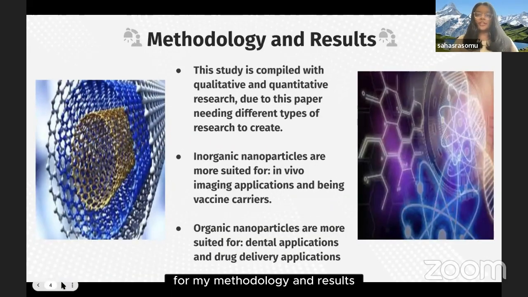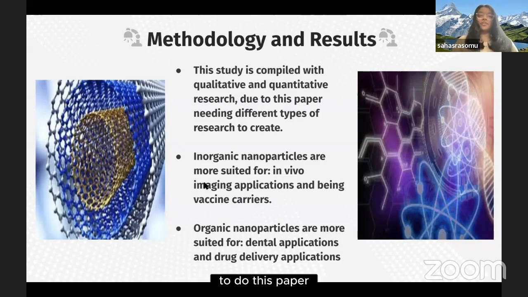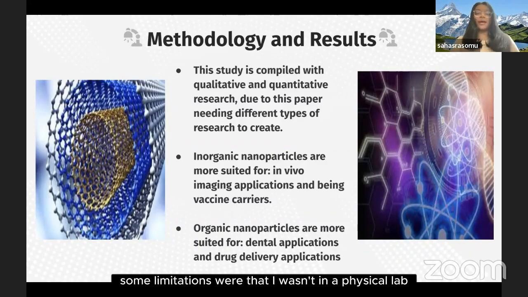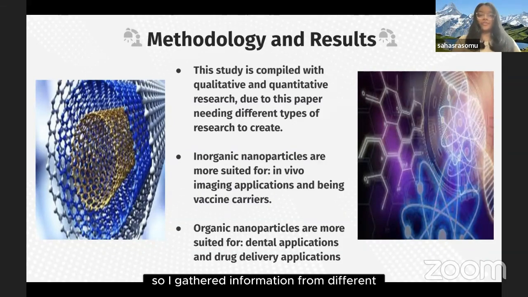For my methodology and results, this study was compiled with qualitative and quantitative research due to this paper needing different types of research to create. Some limitations were that I wasn't in a physical lab, so it was difficult for me to create my own research, so I gathered information from different researchers online.